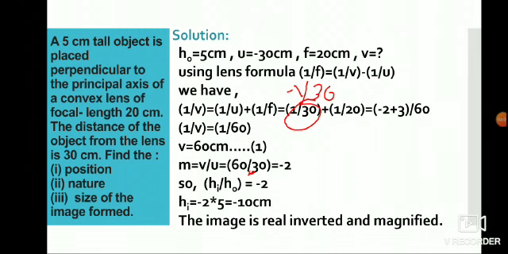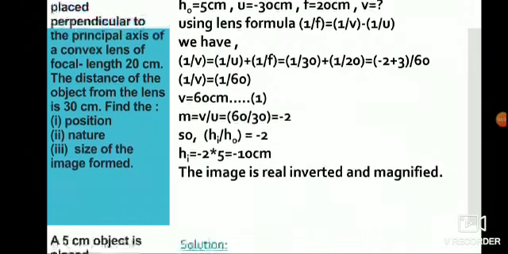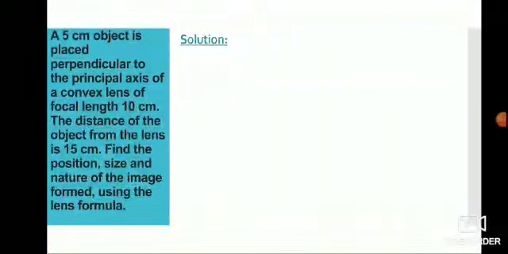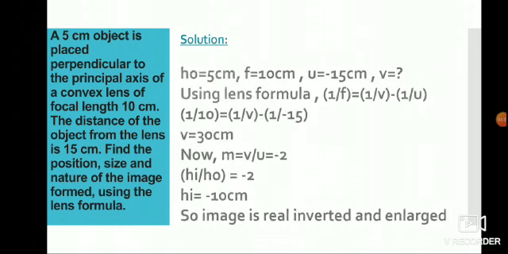Okay, so now let's see the next question. A 5 centimeter object is placed perpendicular, 5 centimeter object in the sense height of object, perpendicular to the principal axis of convex lens. Again, focal length will be plus 10 centimeter. The distance of the object from the lens, that means object distance, is minus 15 centimeter. Find the position, size and nature of the image formed. Very similar to the earlier ones. I'm sure you can solve this, right?